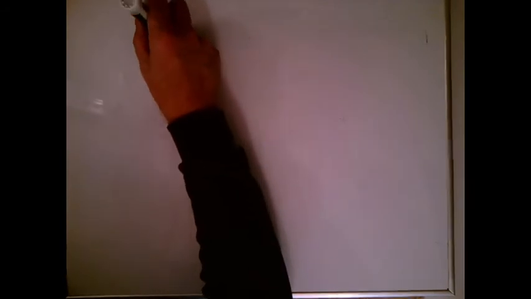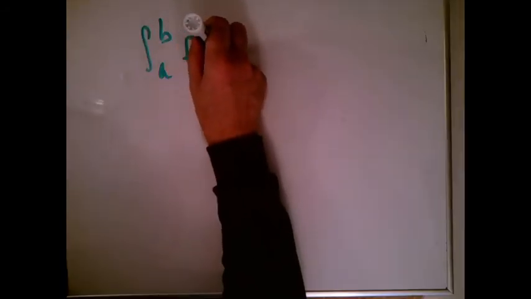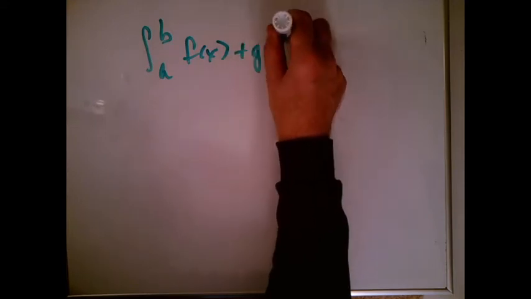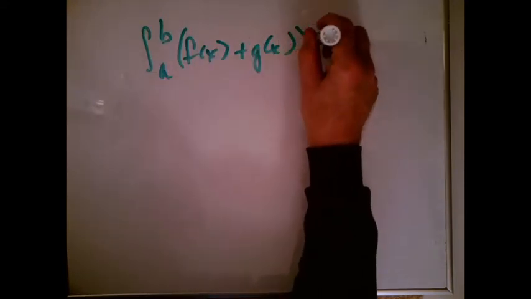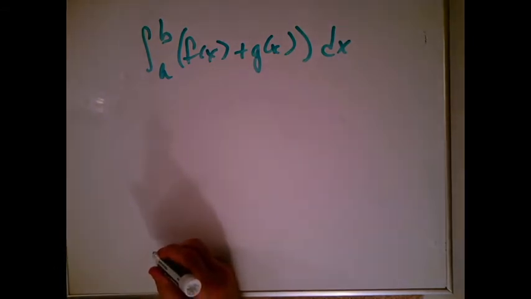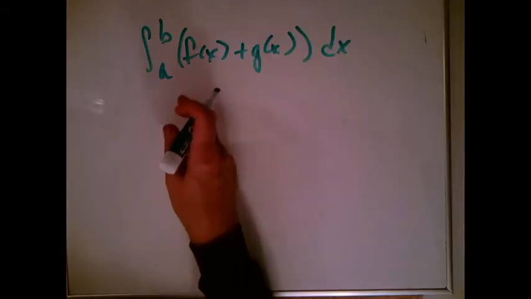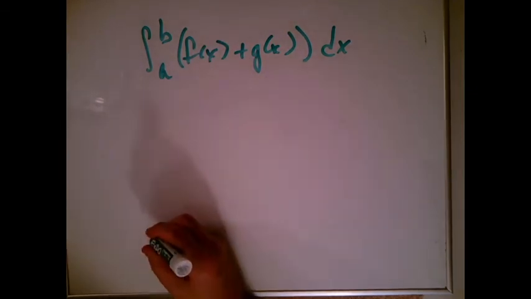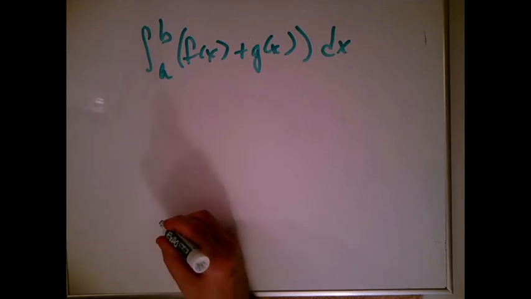I want to say a to b of f of x plus g of x dx. What could possibly happen there? Well, normally people just say, I'm going to take the integral of the first one plus the integral of the second one, which is 100% right, and it doesn't explain anything. Let's just talk about what this is.